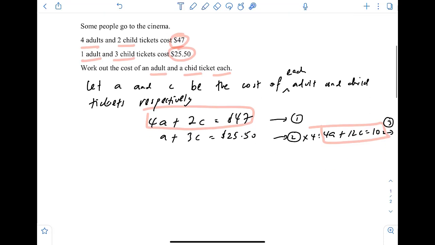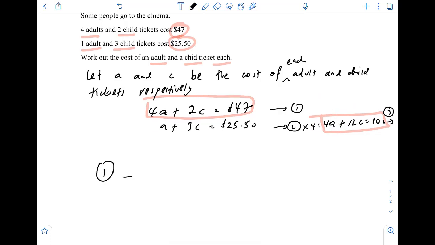And to eliminate 4A, since they are both positive, we subtract. When both are the same signs, we have to subtract. If it's negative, negative, we subtract. Positive, positive, we subtract. The only instance when we add is when they have opposite signs. Okay, so equation 1, subtract equation 3.